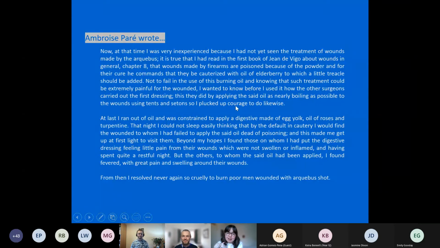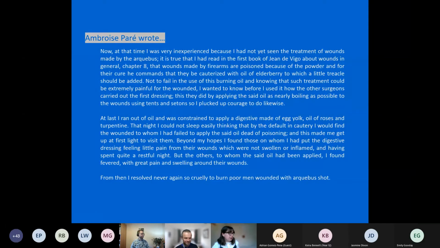Beyond my hopes, I found those on whom I had put the digestive dressing feeling little pain from their wounds, which were not swollen or inflamed, and having spent quite a restful night. But the others, to whom the said oil had been applied, I found fevered, with great pain and swelling around their wounds. From then I resolved never again so cruelly to burn poor men wounded with arquebus shot."